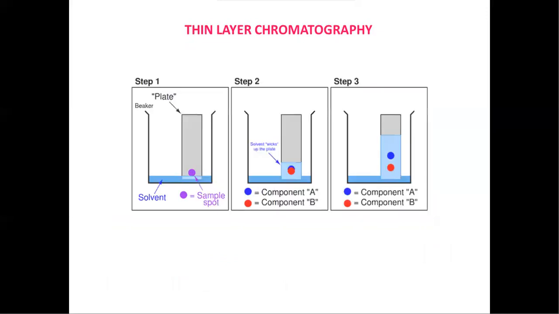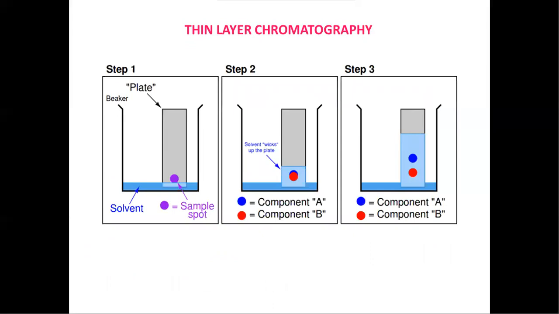The next chromatography technique is thin layer chromatography. Here we are using thin layer plates to separate the components. This is the thin layer plate that we are using here. This is an important chromatography technique that we are using in research laboratories.